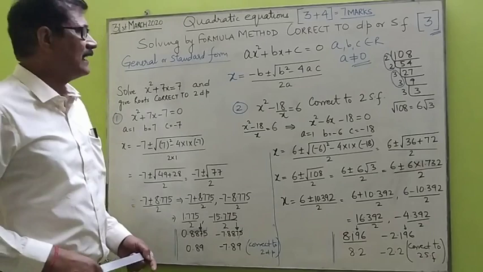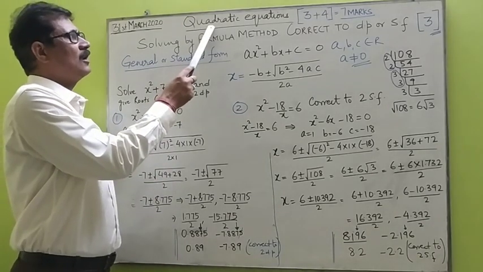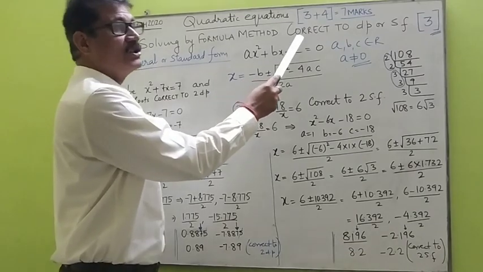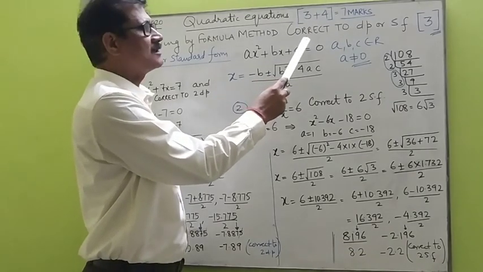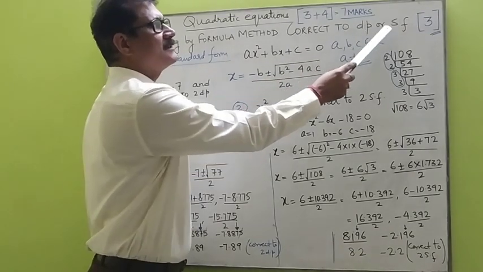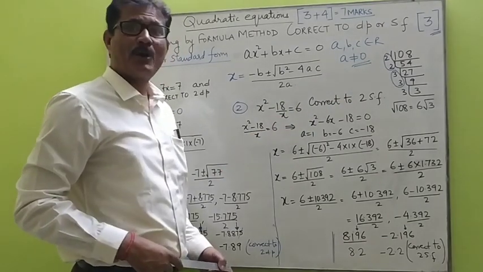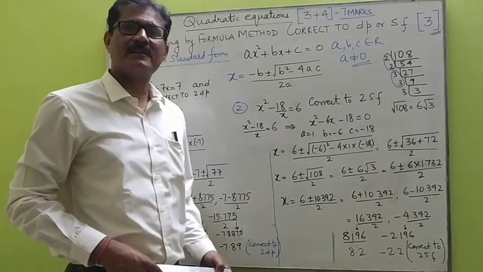Now here in this class I am going to tell you how to solve a quadratic equation by using the formula method and finding its solution, that is called the roots of the quadratic equation, correct to decimal places or significant figures. That means the concept of approximation of numbers will be used here.